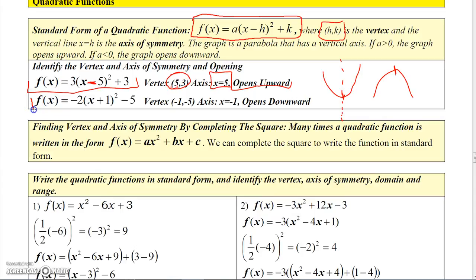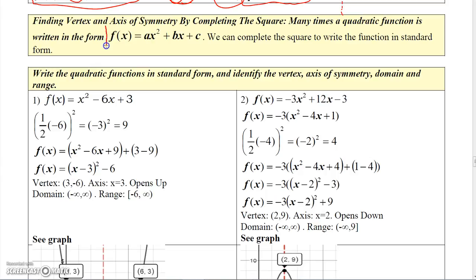Now the next one has a lead coefficient of negative 2. Since that's negative, I know this parabola opens downward. And since this is plus 1, h is minus 1. And since this is minus 5, k is minus 5. So the vertex is the point (-1, -5). And the axis is the vertical line x = -1. And we'll look at a graph in a minute of a couple of these.